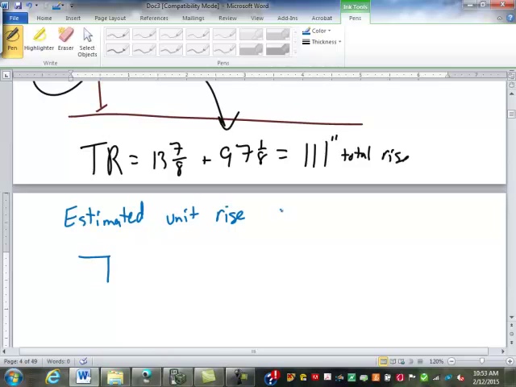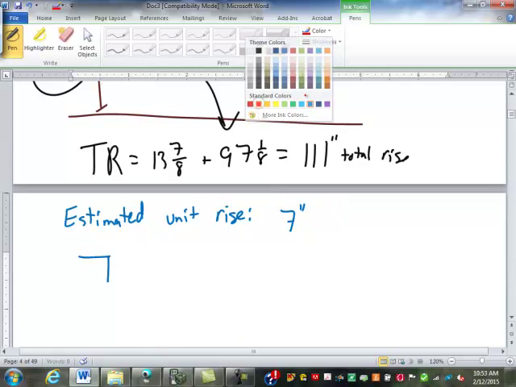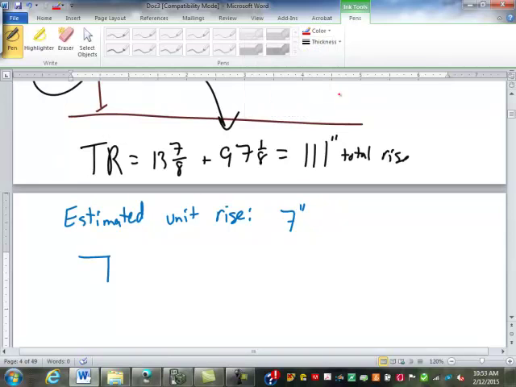I always use a 7-inch unit rise. Now I know there are some textbooks that say you start out with an 8-inch unit rise or whatever. I always start out with an estimate of 7 inches. Now that doesn't mean I'm going to have a 7-inch rise, because 7 inches might have like 2 inches left over, and I don't want to have a 2-inch step at the bottom of my staircase or anything like that. So I'm going to use that estimated unit rise to find the number of rises.